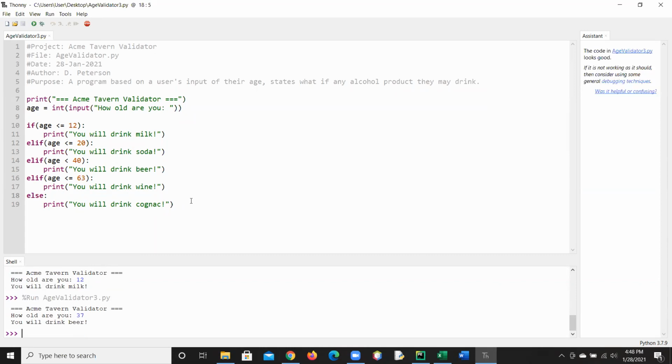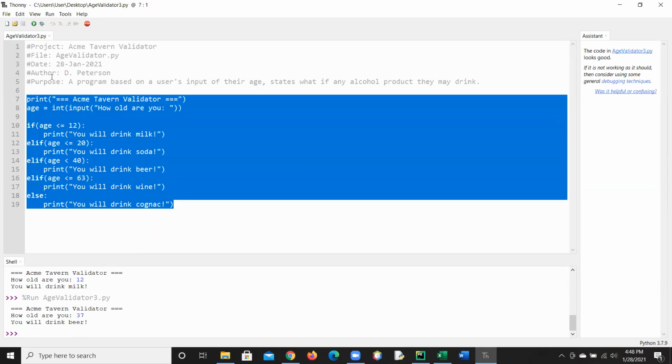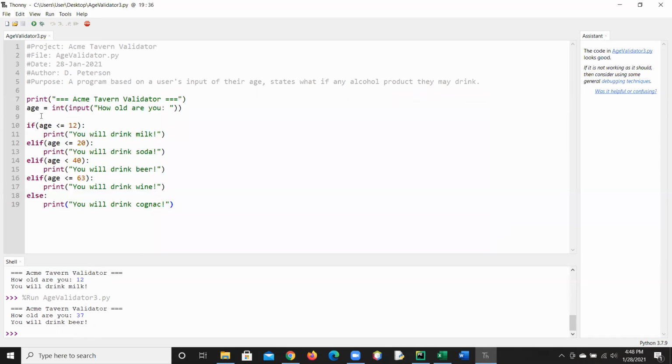So this works. So what we did here is the same as our age validator, the first one we did, but it's a lot easier to interpret. And it uses a lot less typing, a lot less space, not as much worrying about indentation. So this one here is just as fast as the first one we did. The only slower one is the second one.